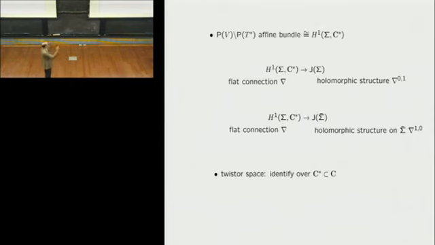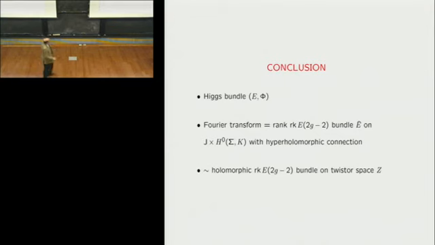You could also think of it as the quotient of 2G copies of the line bundle O1 modulo a lattice acting. So what is the conclusion of all this? I start with a Higgs bundle, and what is its Fourier transform? So the Fourier transform is this rank RKE 2G minus 2 bundle E hat on this with a hyperholomorphic connection, and that's equivalent to a holomorphic bundle on this twistor space.